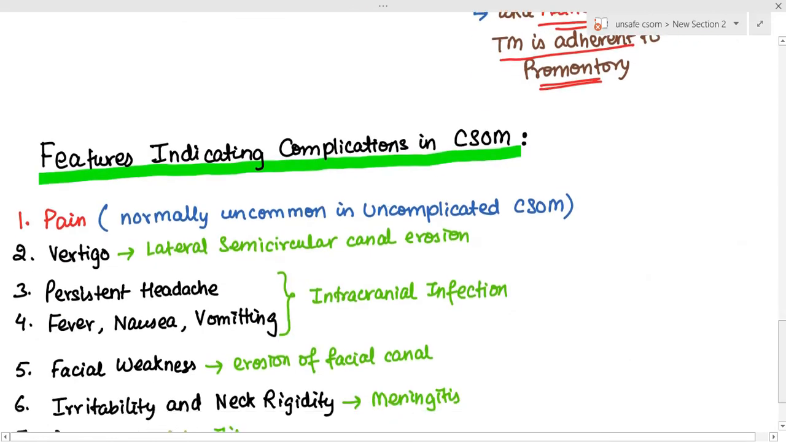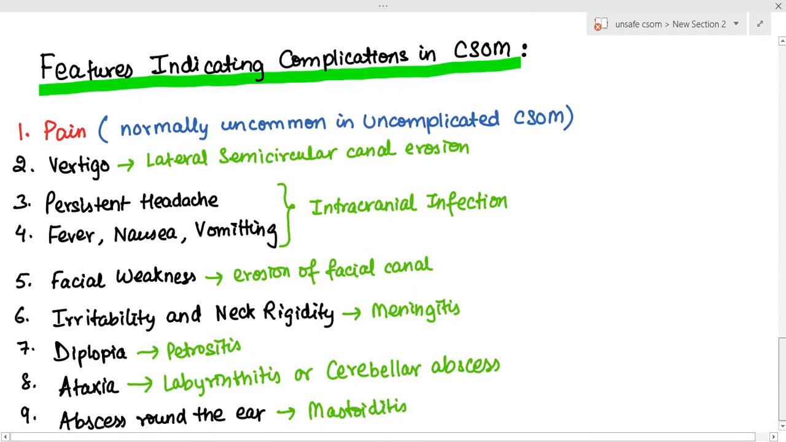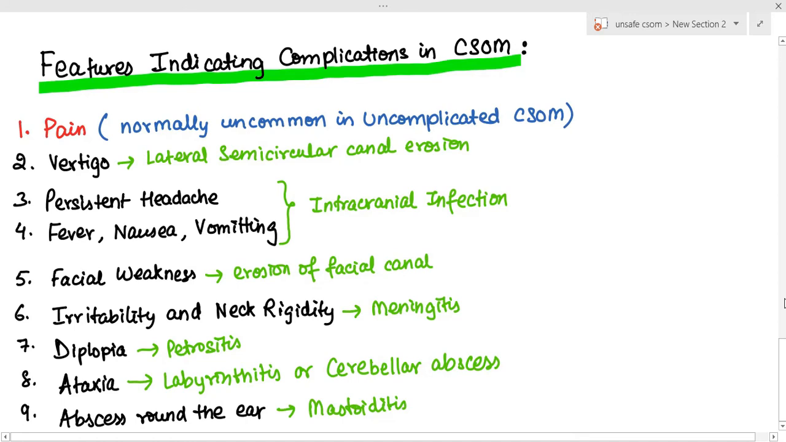Okay, so we have discussed that unsafe CSOM has lots of complications. Now what are the features that suggest there is a complication in unsafe CSOM? We will discuss this in detail in a different video, but we will just touch on the surface of how you can see that there is a complication. Normally, when there is uncomplicated CSOM, we don't see pain. So pain is a very important point that suggests there is a complication.